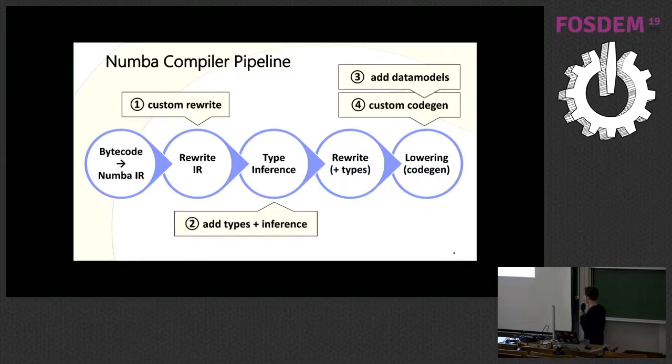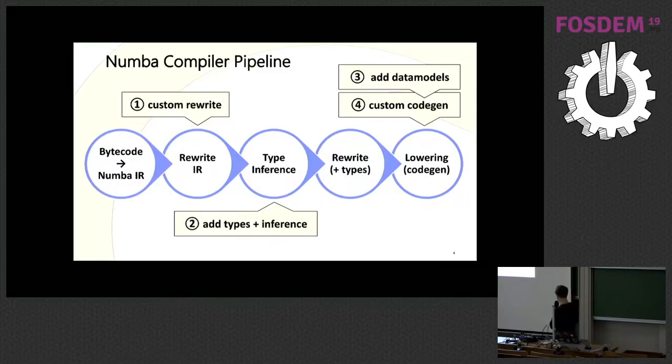Let's start with the beginning. You start with Python source code. This will be translated into Python bytecode. And then Numba will transform this Python bytecode into its own representation, the Numba intermediate representation. It's basically an abstraction over bytecode. Next, you have the opportunity to rewrite this intermediate representation, for example, to do parallelization and all kinds of optimizations, and you can add your own rewriters.